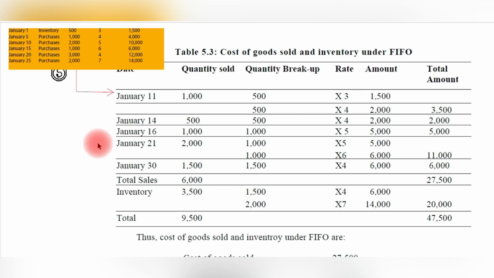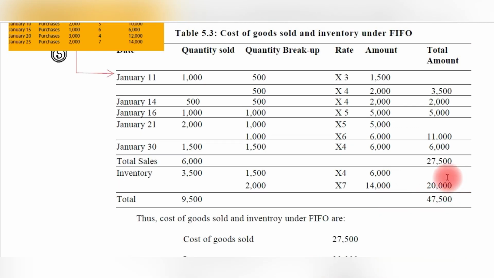So leftover stock will be 1500 from January 20th goods and 2000 from January 25th goods. Together 3500 units will be left over. Their cost will be 1500 into 4 rupees and 2000 into 7 rupees. 20,000 will be the cost of the leftover stock or inventory.